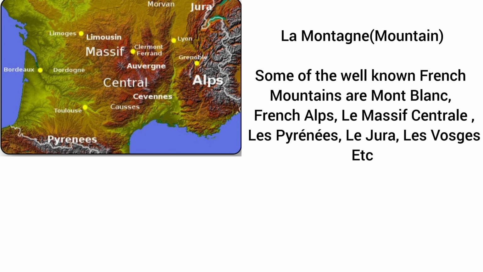Now, after learning about the cheeses and rivers of France, let's come to the geography of France. I will be teaching you some of the very well known mountains of France. These are Mont Blanc, French Alps, Le Massif Central, les Pyrénées, le Jura, les Vosges, etc. These are some of the very well known French mountains.